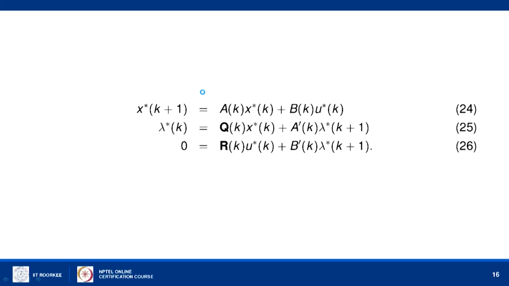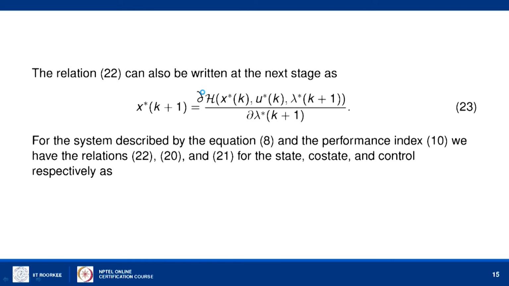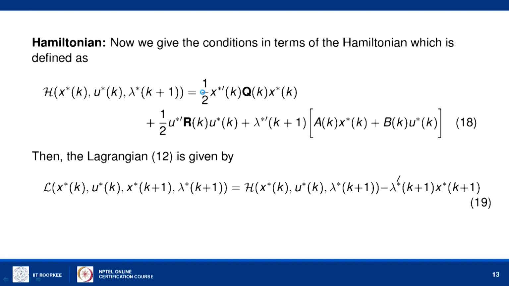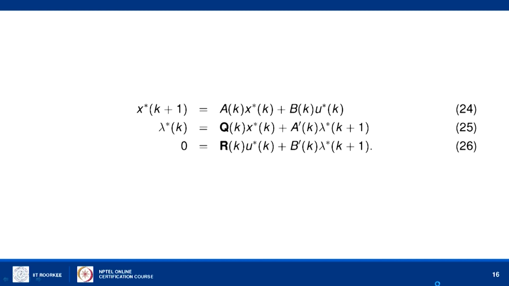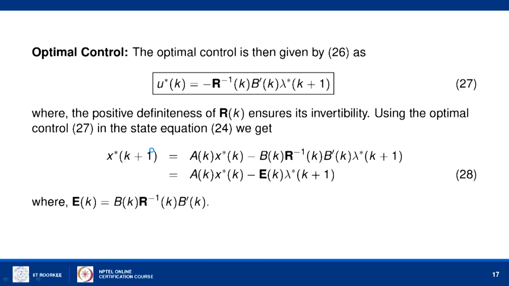Okay. Now substituting the expression of H, S, etc. We see that H involves the matrices Q, R, A, B, etc. Substituting H and then differentiating with respect to those variables, we will get the system of equations like this. We have to solve these three equations along with the boundary condition, so that we will get the optimal control for the system.